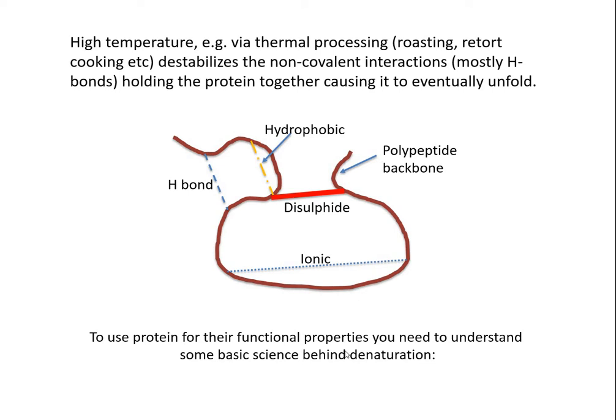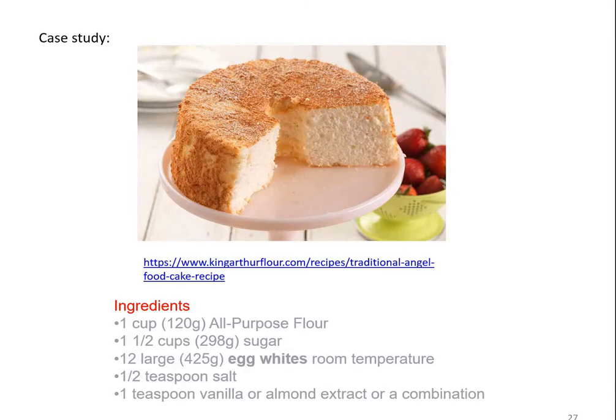So to use the protein for its functional properties, you need to understand some science behind this. To help you, I'm going to use this cake known as angel food cake. It is not meant for us as food technologists to learn baking, but to understand it, we have to understand that one of the main ingredients is egg whites. This cake recipe uses egg whites to achieve emulsifying, foaming, and also gelation functional properties.